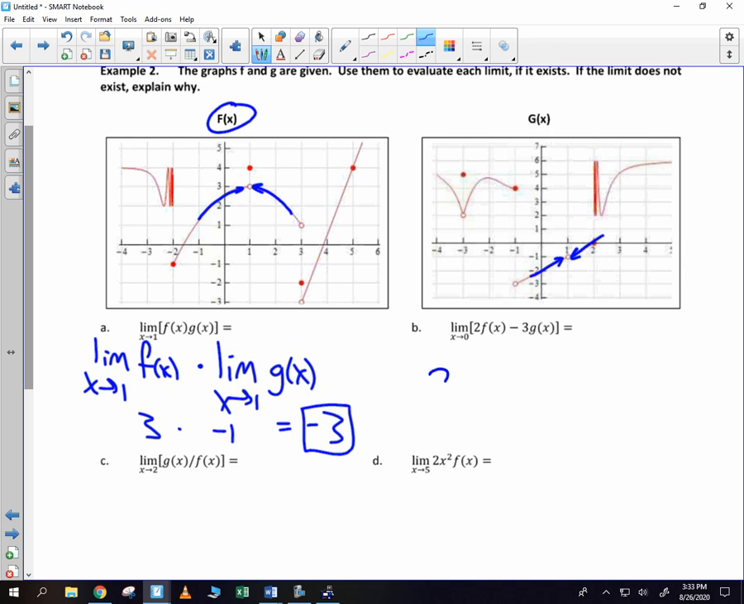Graphically here, I'm going to do 2 times. Let's approach 0 here. As I approach 0, looks like about 2.5. We'll say 2.5.